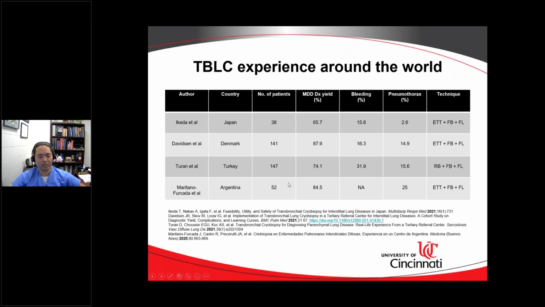They used a Fogarty balloon and fluoro as well. And this group in Argentina had 52 patients. The diagnostic yield was higher. There's no mention about bleeding, and the pneumothorax rate was 25%, so they were probably looking to obtain pleura. They used ET tubes, Fogarty balloon, and fluoro as well. So you see that places around the world are really interested in doing something else for their patients, because we know that the addition of tissue from patients with unexplained or undefined diffuse parenchymal lung disease helps in multidisciplinary discussion.